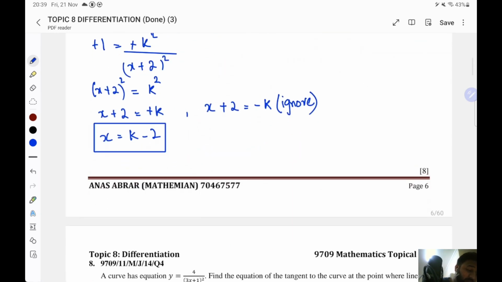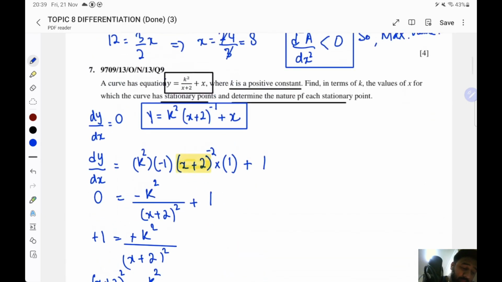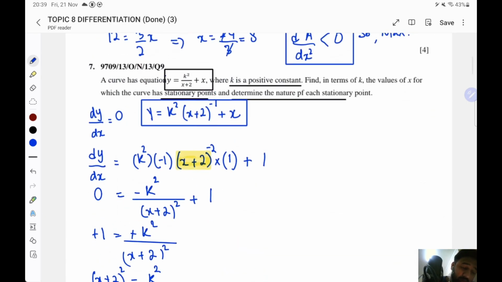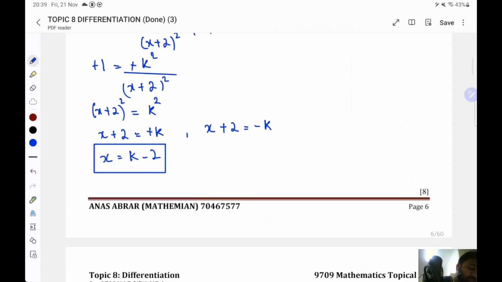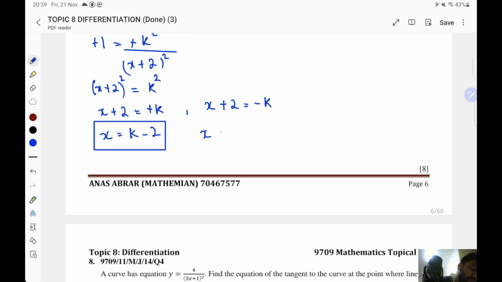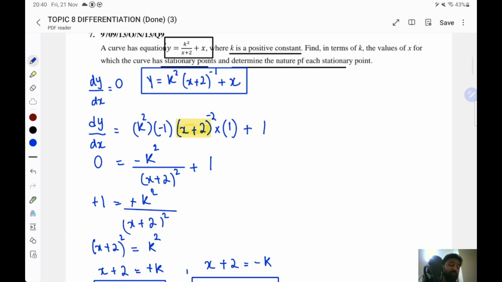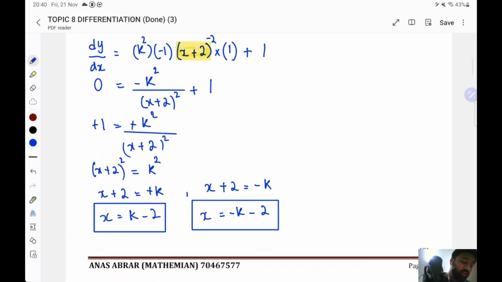But k negative can also give you a result when you subtract 2. Find in terms of k the values of x, so you're going to find for both of them. So it will be minus k minus 2. So these are the two values of x for the stationary points.